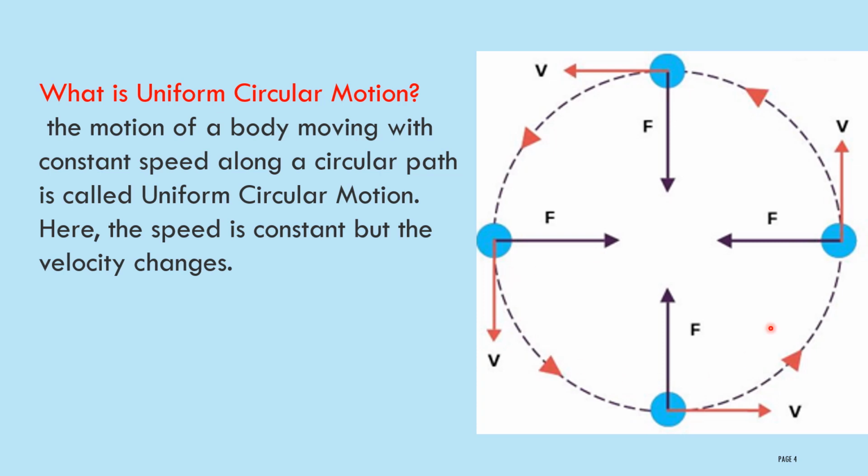When the body is moving in a circular motion, at each and every point the direction of the body will go on changing. When you consider the direction, we use the term velocity. Then velocity will be continuously changing at each and every point. Therefore, in the case of uniform circular motion, speed will be constant but velocity will go on changing at each and every point along a circular path.